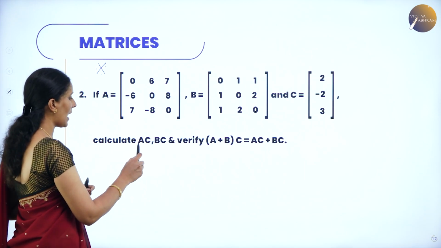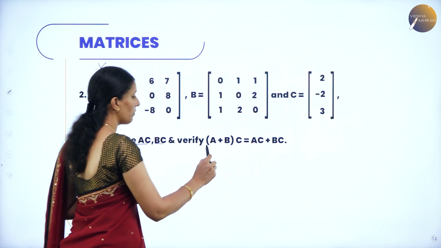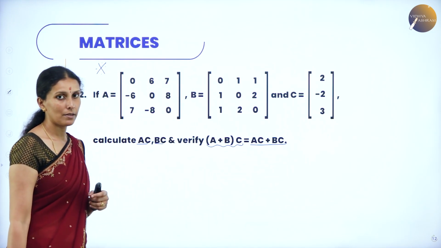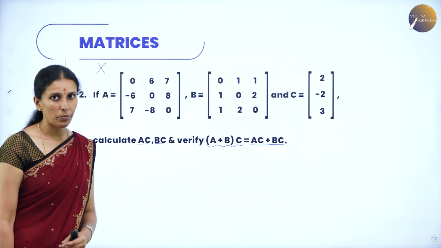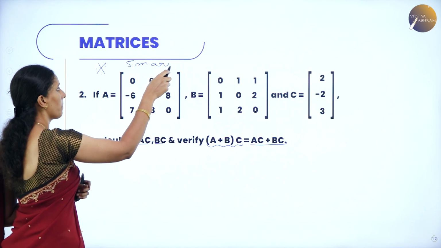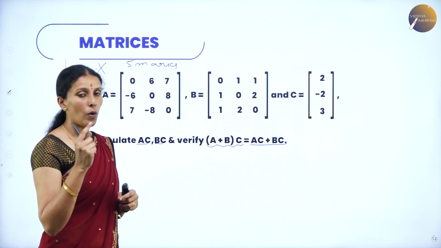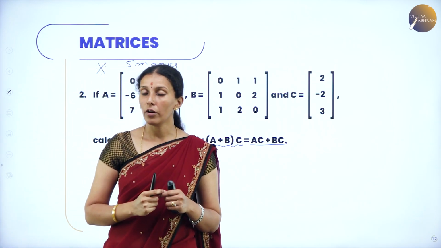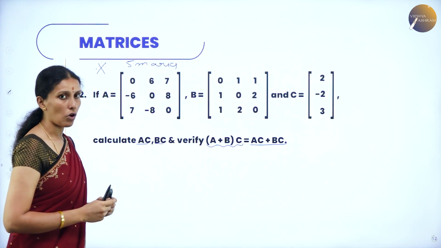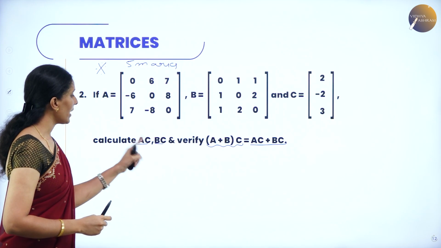So first let us calculate AC and BC. Then we will verify A plus B into C is equal to the sum of AC plus BC, which is a distributive property. It's a 5 marks question. So you will get one 5-mark question from the operation on matrices, which is very easy, and let us see how to solve this. Now first we need to find out AC.